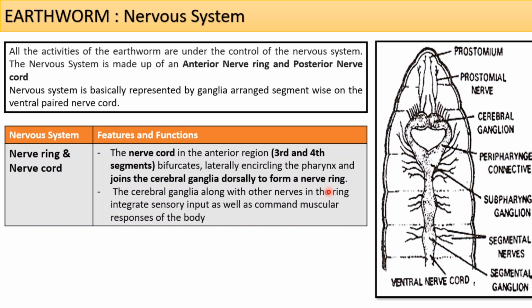So nerve ring का position और nerve cord का position. Nerve cord anterior है, third fourth segment में bifurcate होगा, pharynx को encircle करेगा, उसके पीछे जाएगा और it will join with the cerebral ganglion, उससे बनेगा तुम्हारा nerve ring. That is the structure of the nervous system.